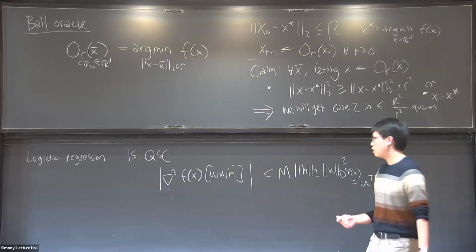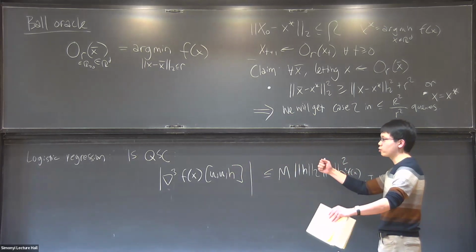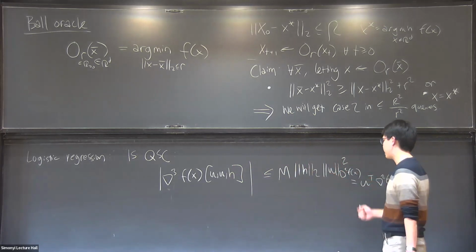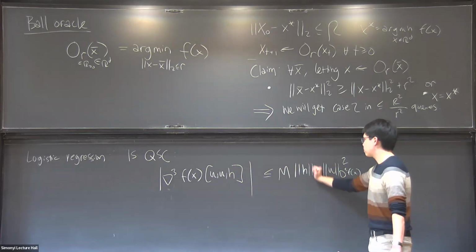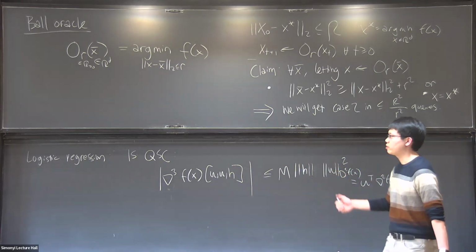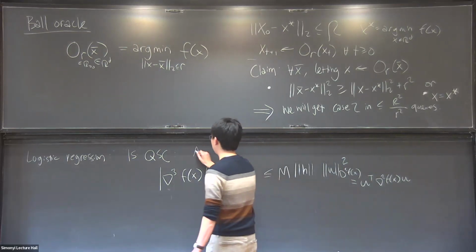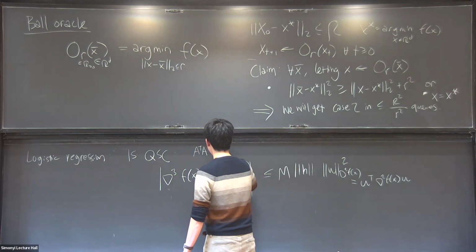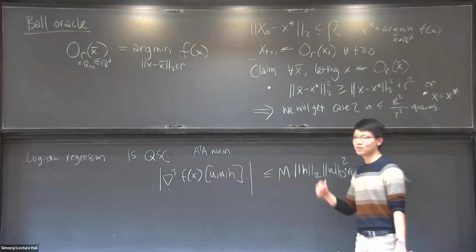So in other words, if I fix a direction H, what it's saying is that if I collapse the third-order tensor in the H direction, then it can be bounded by a multiple of the Hessian. More generally, you could ask for this restriction where it's a general norm. It turns out that logistic regression is QSC in the A transpose A norm. But for simplicity, let me first present the results in the 2 norm.